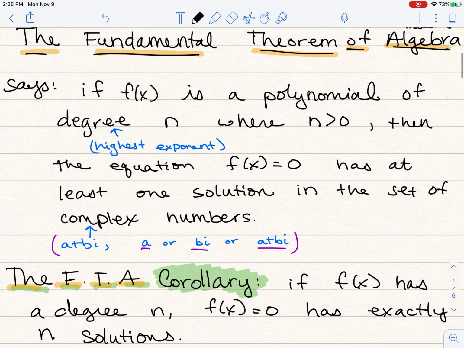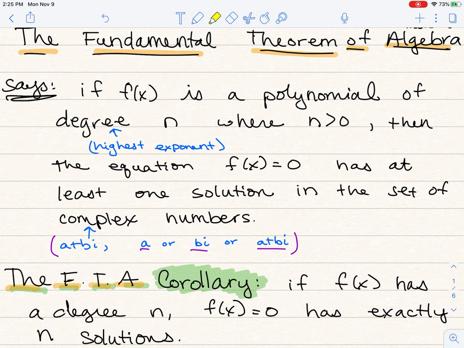The fundamental theorem of algebra, this is the big thing, says if f(x) is a polynomial of degree n, whatever the n is, it could be a degree of 2, it could be 5, it could be 100, we don't know, as long as n is bigger than 0, or positive, then the equation f(x) = 0 has at least one solution, aka root, aka zero, aka x-intercept, in the set of complex numbers.